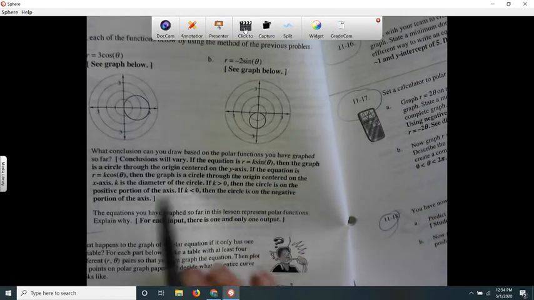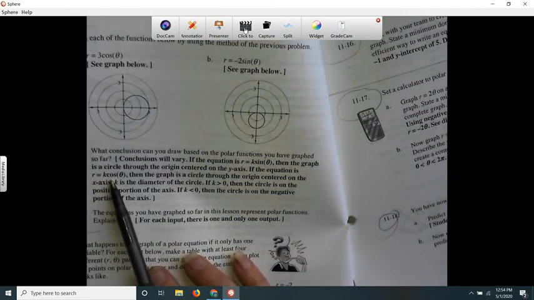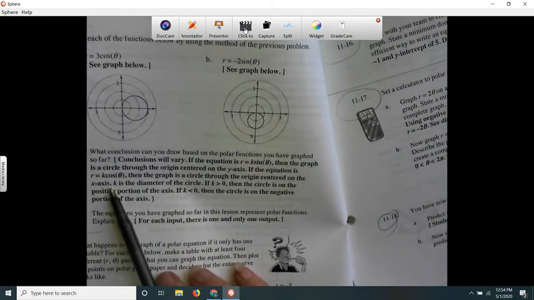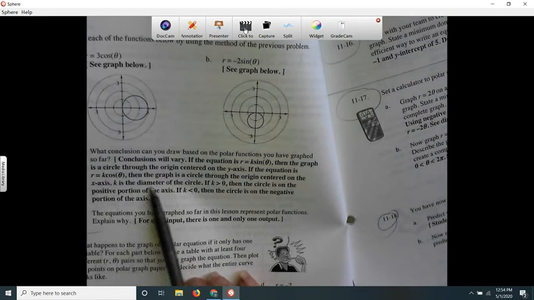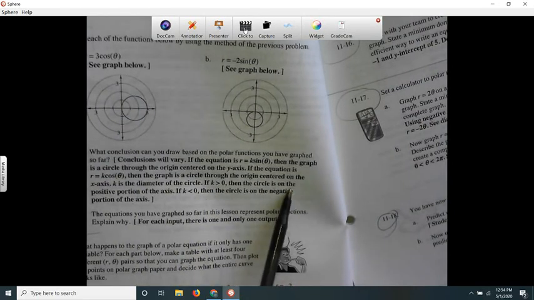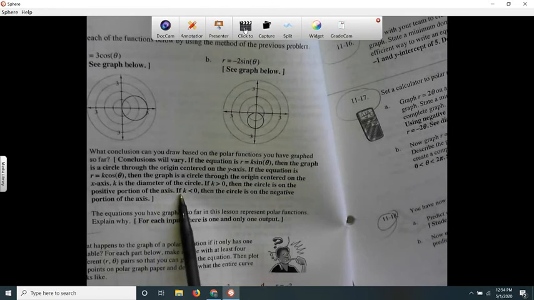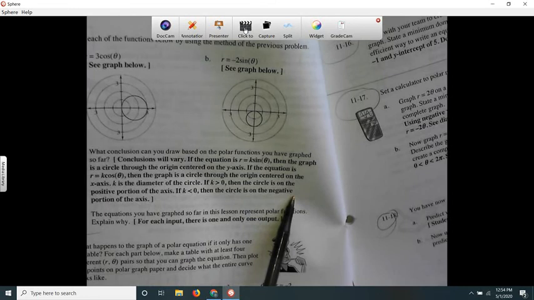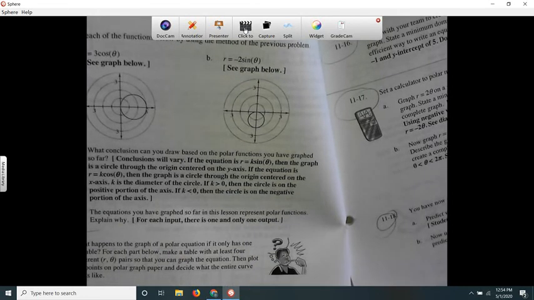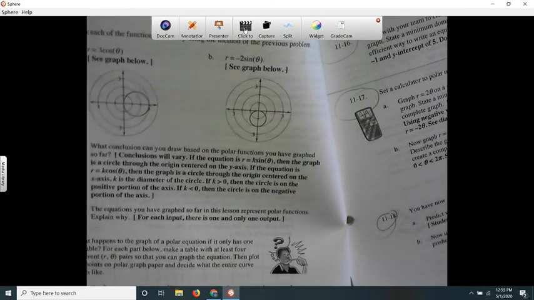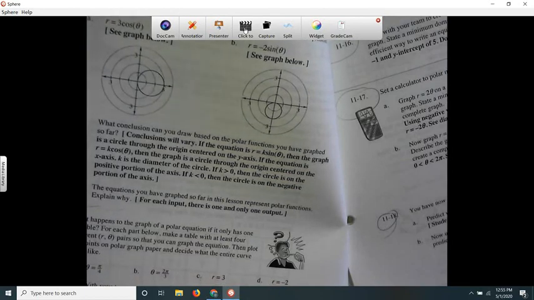If the equation is r equals k times cosine theta, then the graph is a circle through the origin centered on the x-axis. K is the diameter of the circle. If k is greater than 0, then the circle is on the positive portion of the axis, and if k is less than 0, then the circle is on the negative portion of the axis. Okay, so I'm going to start a part 2 of this, and we'll do 11-15.